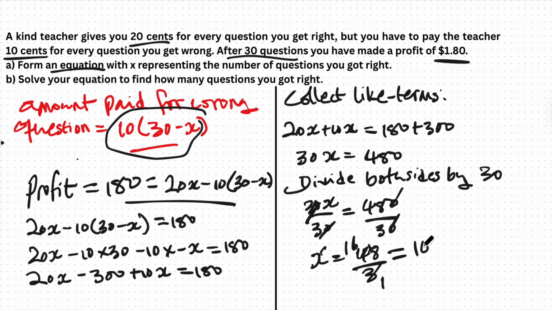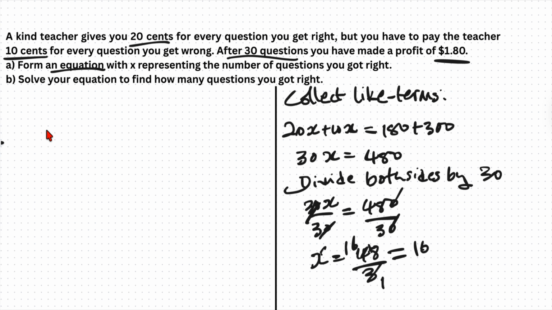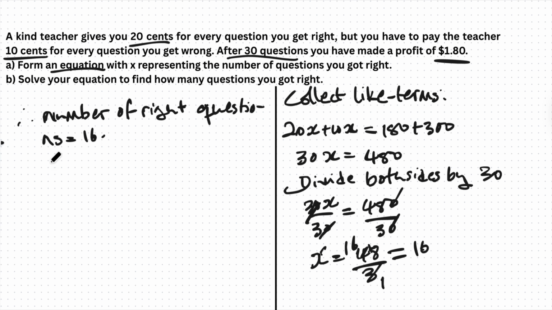So that means that x is equal to 16. All right, so this means that the number of questions that was gotten right is 16. So therefore, number of right questions is equal to 16. Now we can actually run a test to see, because we're told that 20 cents is given for every question. So that means 20 cents times 16, which is the questions that we got right. So 20 times 16 is 320, but his profit, what he got was $1.80 from this expression we got before.